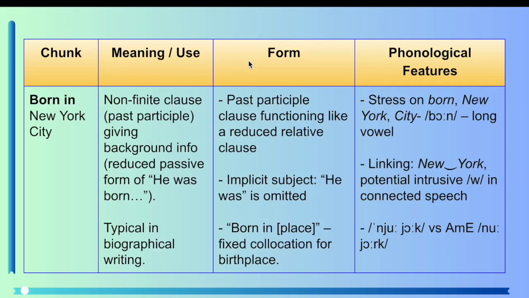The structure part you can shift here in form. It is also typical in biographical writing. This is important to its use. And then we have the structure, the implicit subject, the collocation, and then we might have linking here in phonological features and the stress. This part may not be required if this part is not highlighted. So New York City, maybe only use it if that part is mentioned.